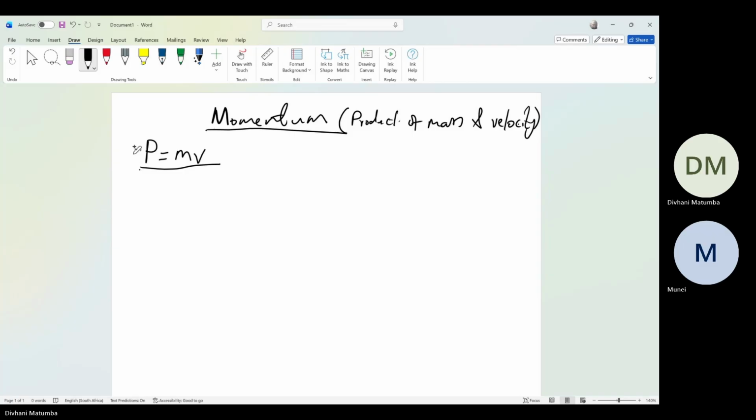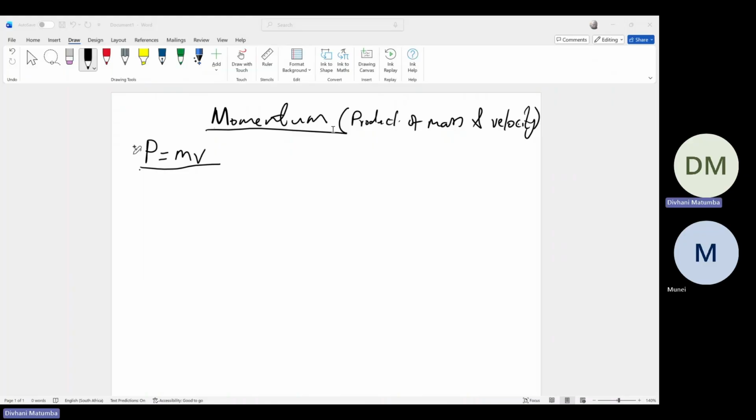Okay. So let me give you an example. Let's see if we have an example. Okay, snipping tool. Okay.